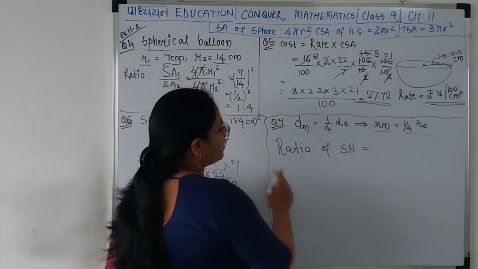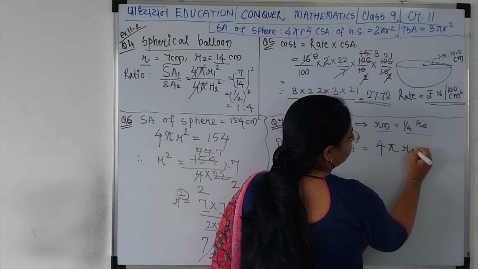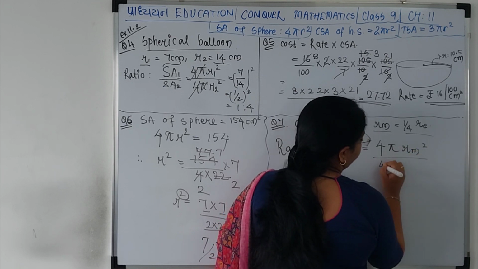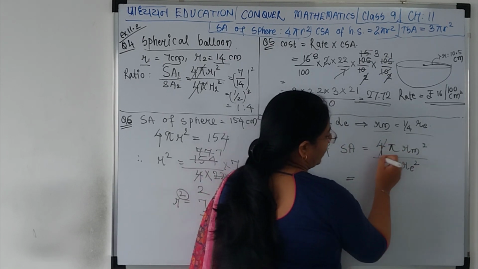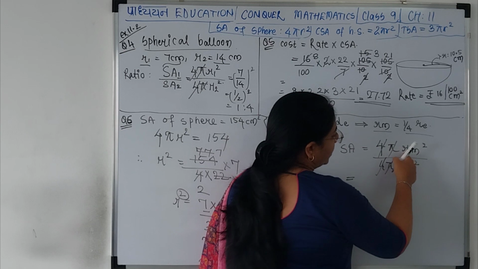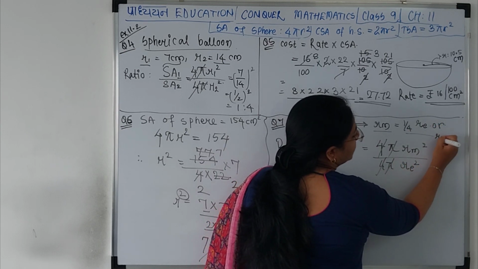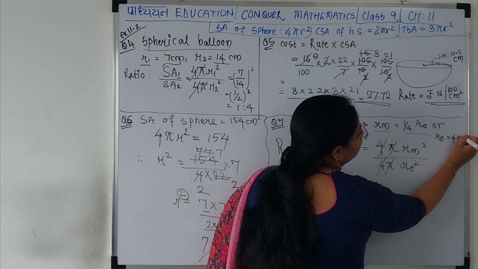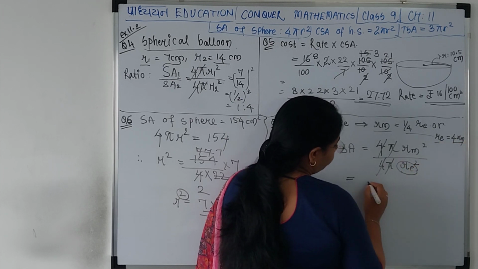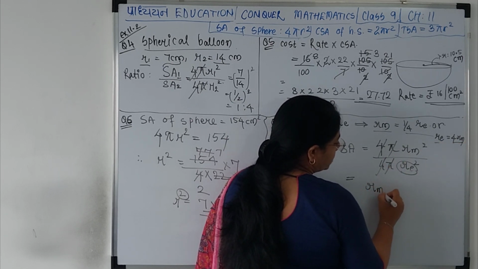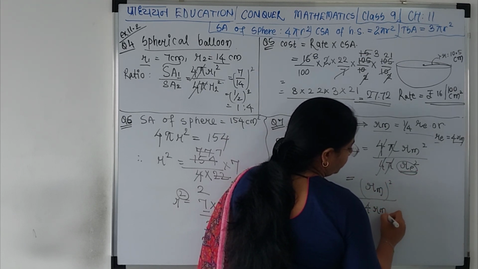Correct? So we need to find the ratio of surface area. So we get 4 pi radius of moon square upon 4 pi radius of earth square. So here the 4 pi gets cancelled. Radius of moon we will replace by this, or we can do this: the radius of earth is 4 times radius of moon. Whatever is comfortable to you. We will replace radius of earth with 4 times radius of moon. So radius of moon whole square upon 4 times radius of moon whole square.